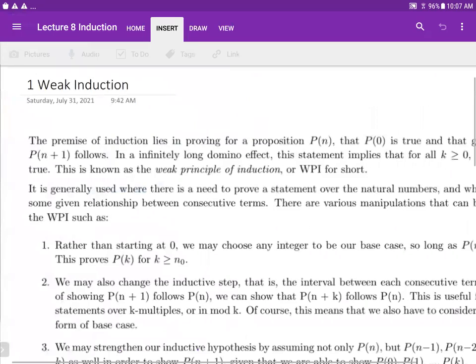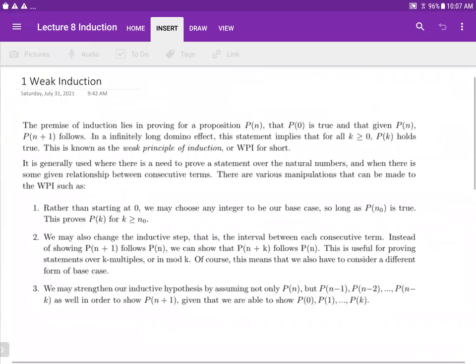Now there are two major types of induction. So the premise of induction is that you prove this proposition p of n, and then you also know that p of 0 is true, and that given p of n, p of n plus 1 follows. So that's basically a more advanced way of saying what I said in the introduction. And then, in this domino effect, you get that for all k greater than or equal to 0, p of k holds true.